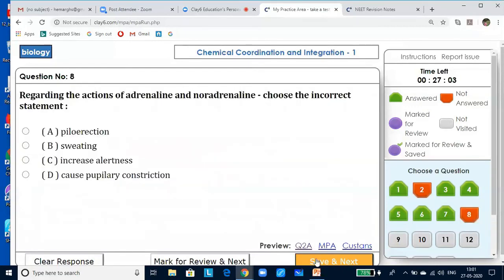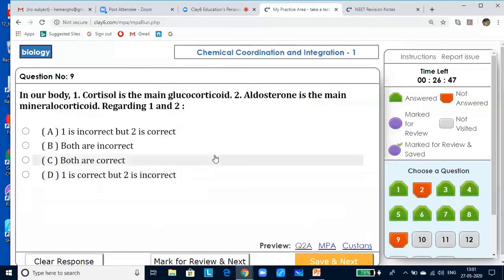Regarding the actions of adrenaline and noradrenaline, choose the incorrect statement. Causes pupillary constriction is incorrect. It causes dilation. Cortisol is the main glucocorticoid. That is the correct answer. Aldosterone is the main mineralocorticoid. So both are correct.